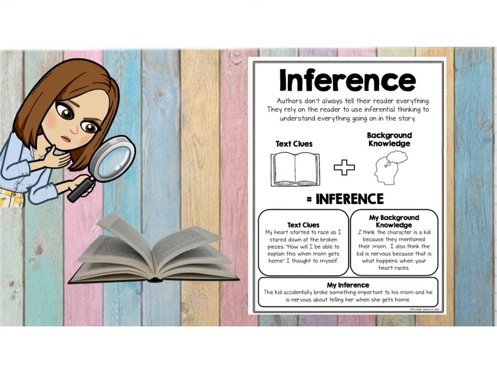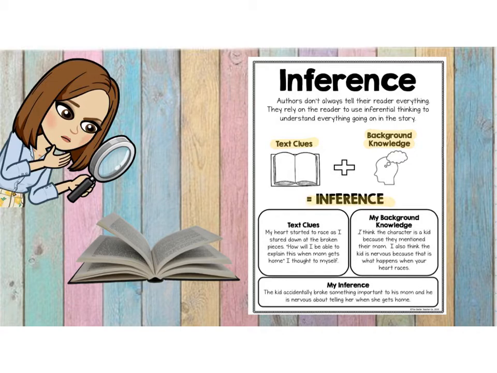Today we will be looking both at inferences as well as explicit. Let's dive into inferences first. Your notes say that authors don't always tell their reader everything. They rely on the reader to use inferential thinking to understand everything going on in the story. And we can think of this like we think about a formula. Text clues plus our background knowledge equals an inference.